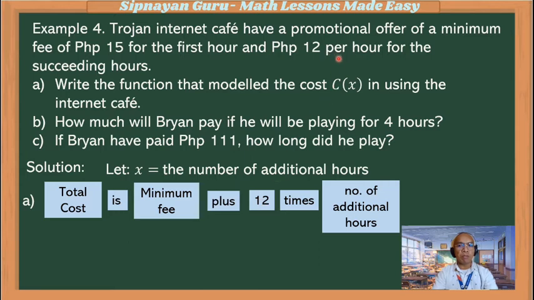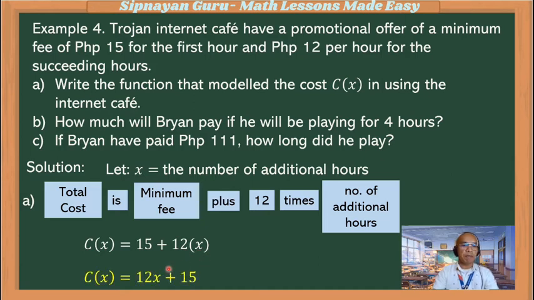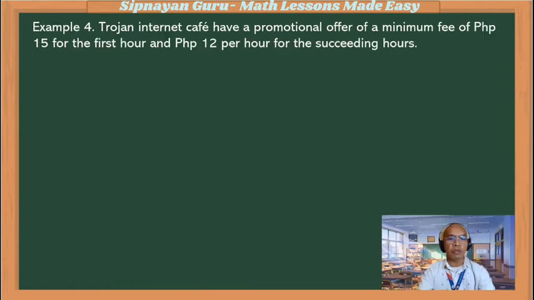Where did you get 12? This is the cost per hour for the succeeding hours. So the total cost is C of X and that is equal to the minimum for the first hour, which is 15 pesos. For the succeeding hours, plus 12 per hour. So 12 times X. Simplify. So this would be C of X is equal to 12X plus 15. So this is the function that models the situation.